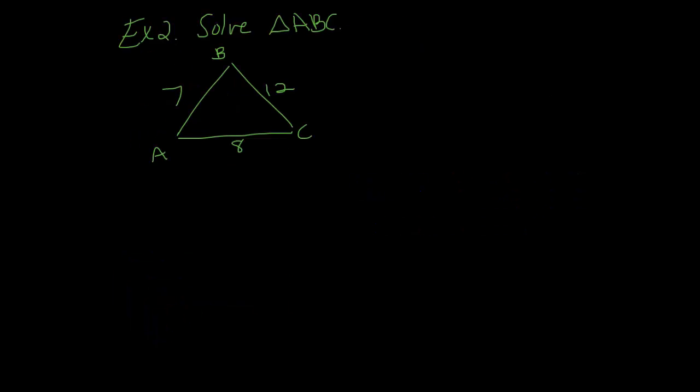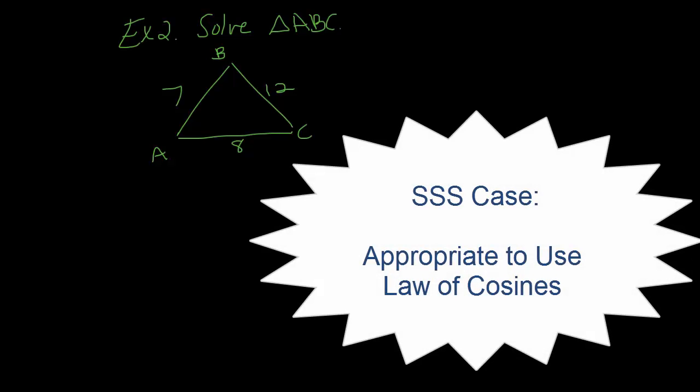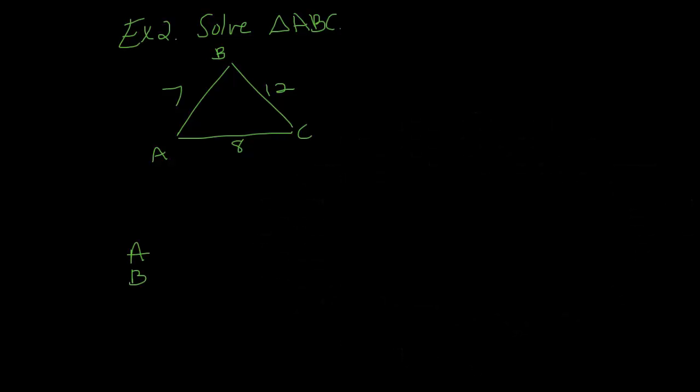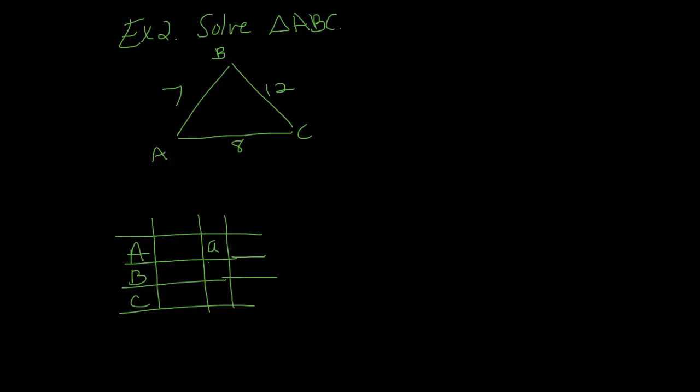So in this example, we're going to solve triangle ABC, but this time we know all of the sides. So I would say that this is an SSS case. So let's write down what we know and what we don't know. We don't know the angles, but we do know the 3 sides. And those are A being 12, B is 8, and C is 7.